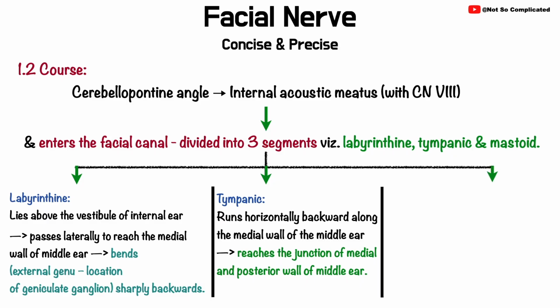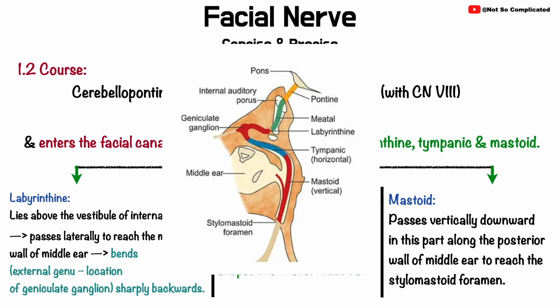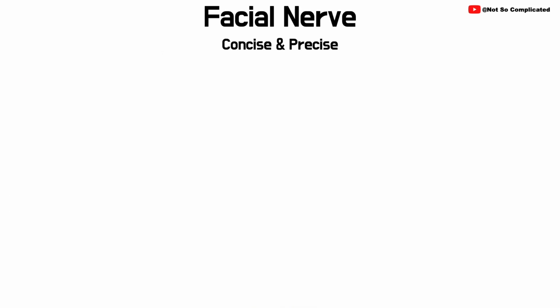The last segment of this facial nerve is the mastoid segment. It passes vertically downward along the posterior wall of the middle ear to reach the stylomastoid foramen, right? So this is the actual course of the nerve. You can see here what we have described before in different colors, right?